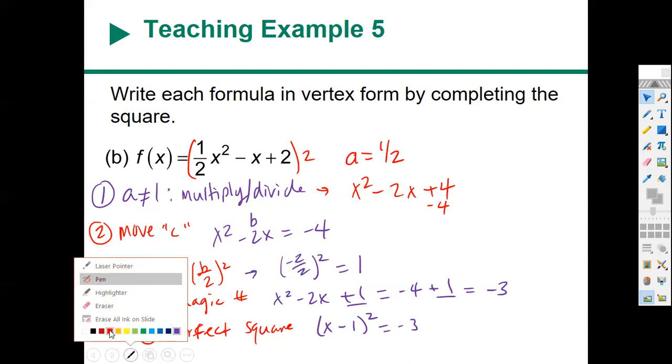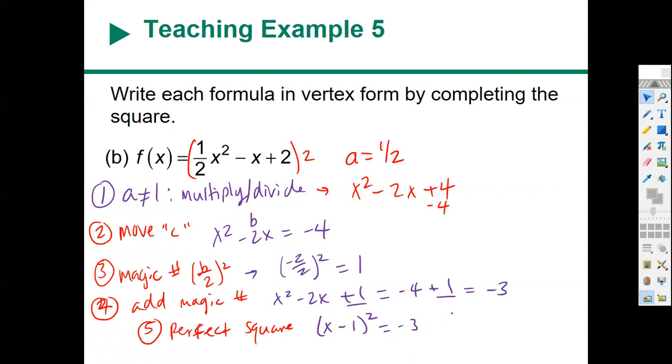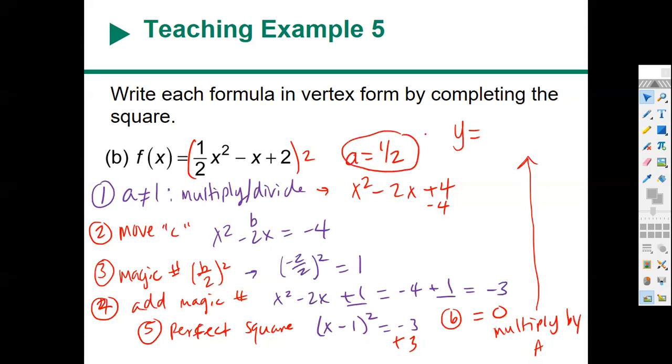I like this. Okay, and then last but not least, step 6 is just to set equal to 0. Well, what do I need to do to set this equal to 0? We need to add 3. So you're going to set equal to 0 and add your a back, and multiply by a. Okay, so when I add 3 and multiply by a, my result would be y equals, what was our a value? 1/2 times x minus 1 squared plus 3.